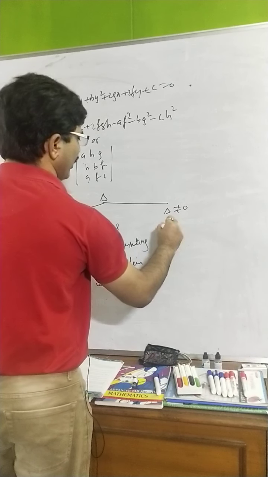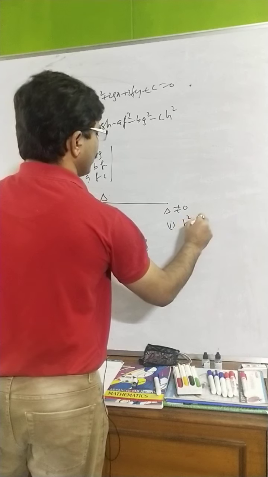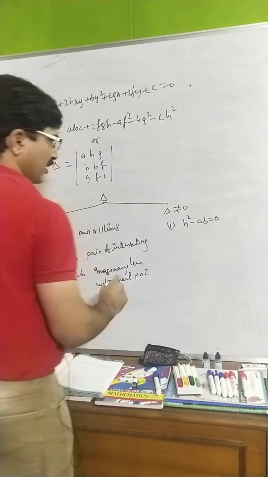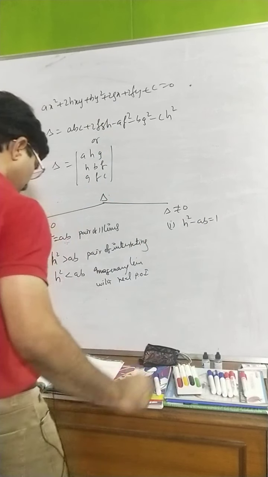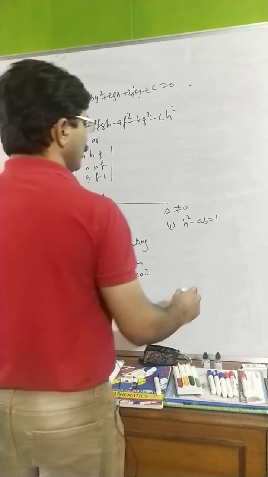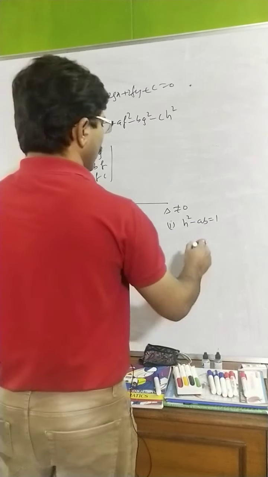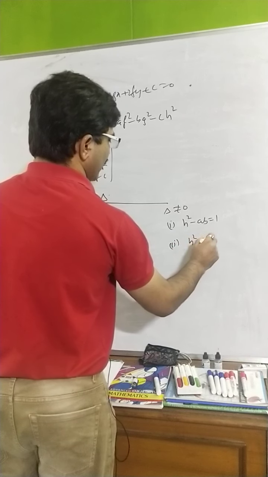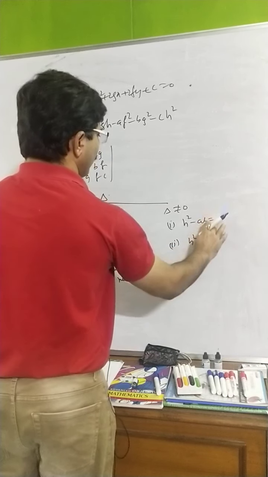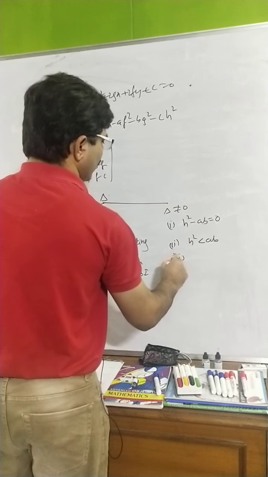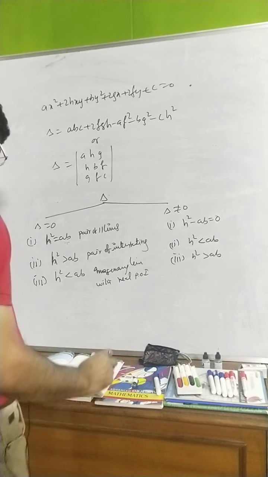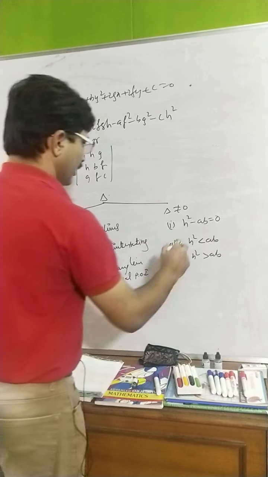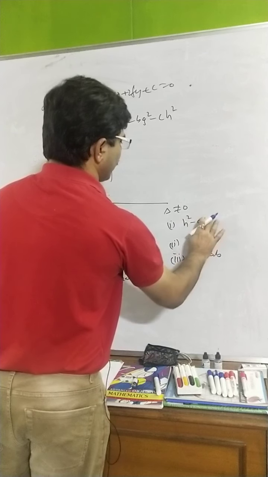Now another case. Delta not equal to 0, but here h square is equal to ab, that is 0. For example, you got it 0, right? Okay, take 1. H square is equal to ab is equal to 1, you can say. Another one is h square is less than ab. Not 1, it is 0, sorry. And the next one is h square is greater than ab also. You can say this one is h square is equal to ab.